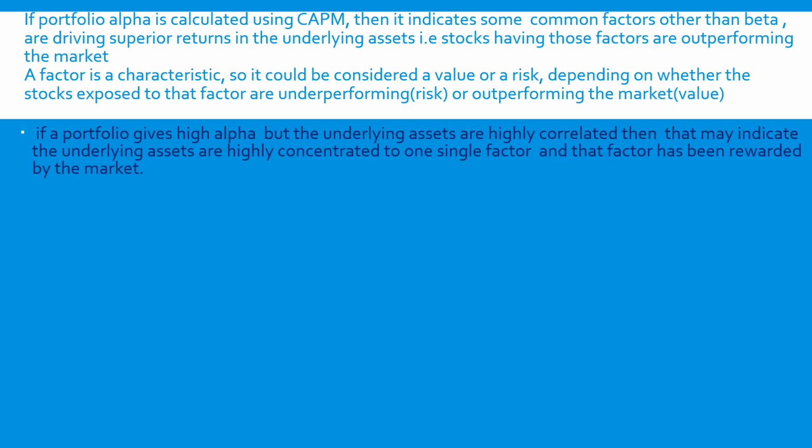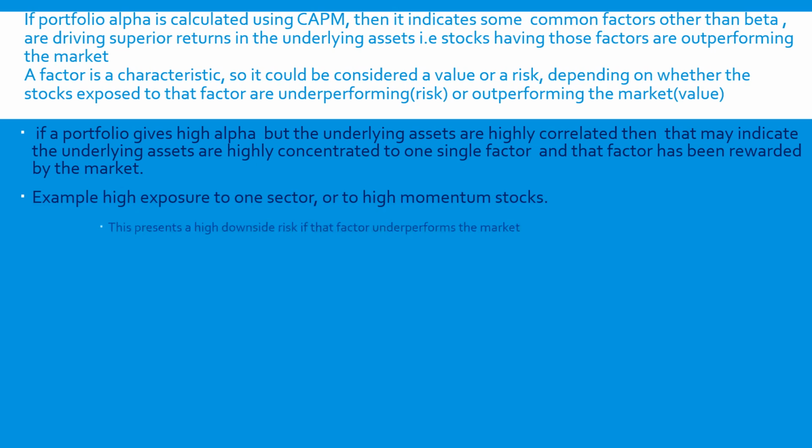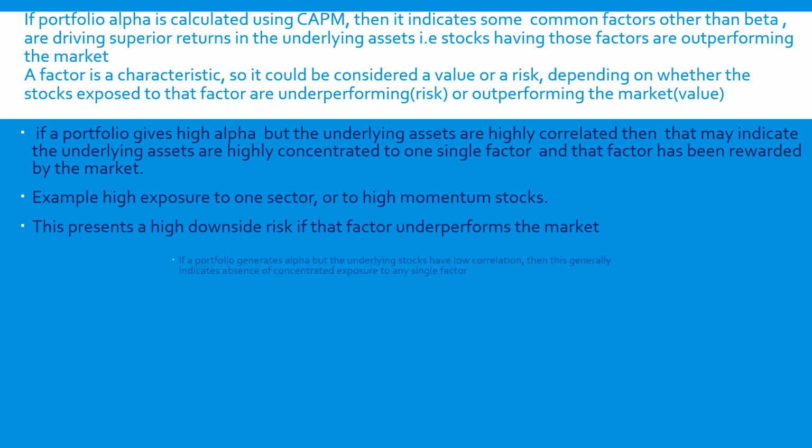If a portfolio gives high alpha but the underlying assets are highly correlated, then that may indicate the underlying assets are highly concentrated in one single factor and that factor has been rewarded by the market. Example, high exposure to one sector or to high momentum stocks. This presents a high downside risk if that factor underperforms the market.